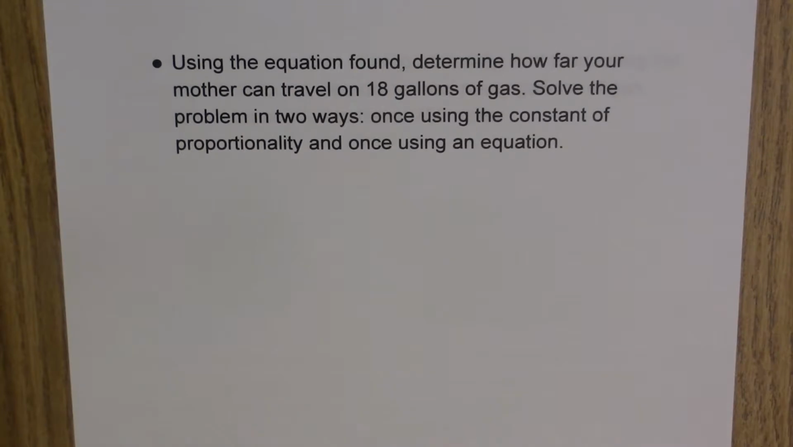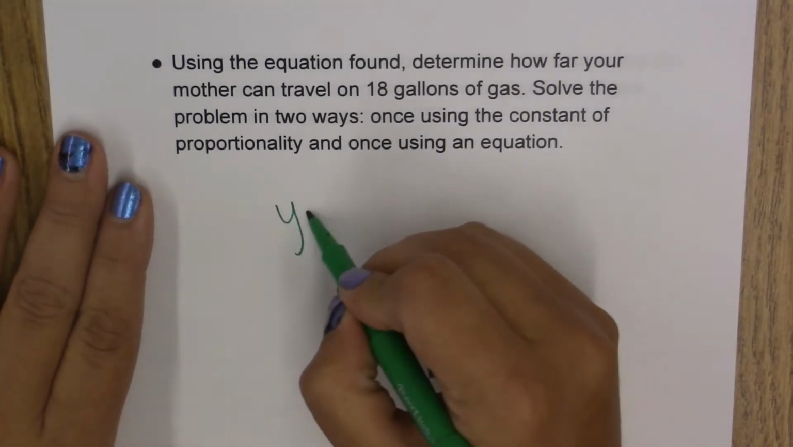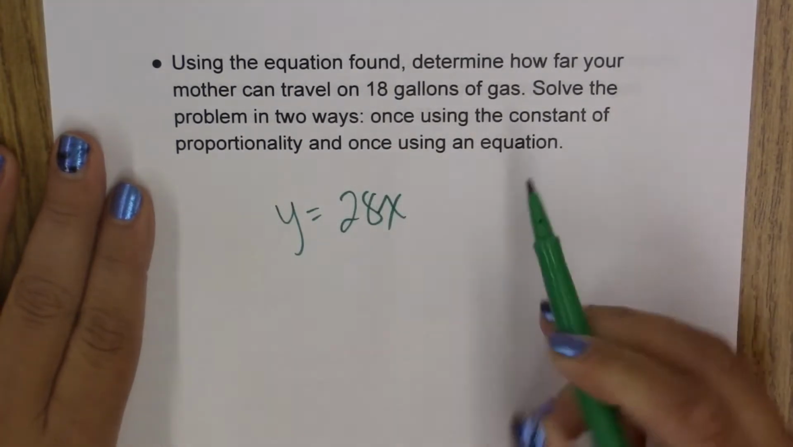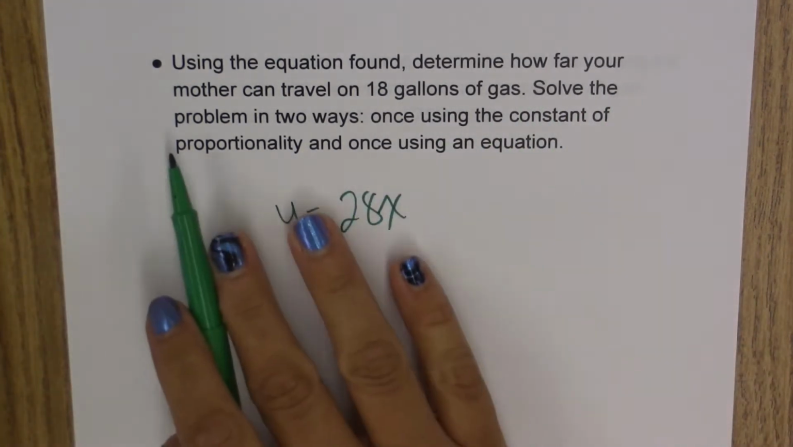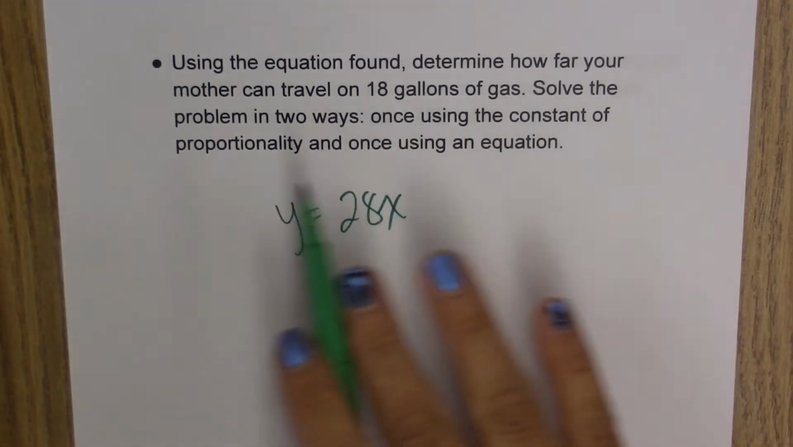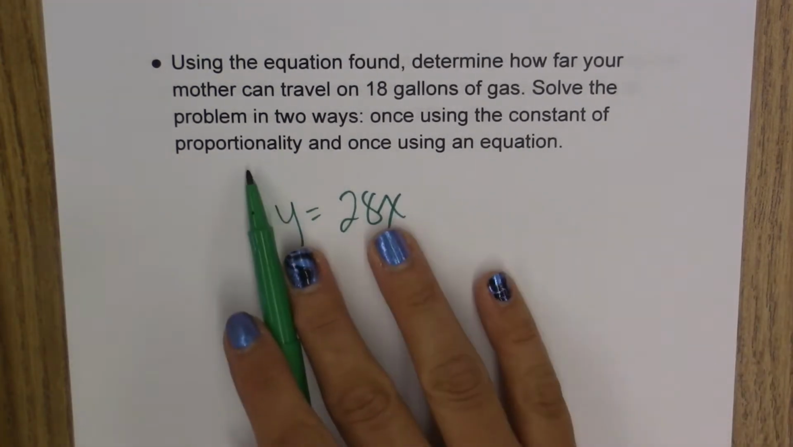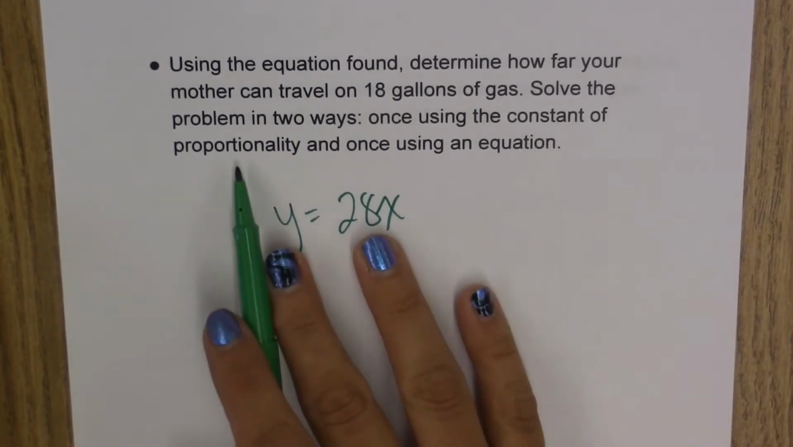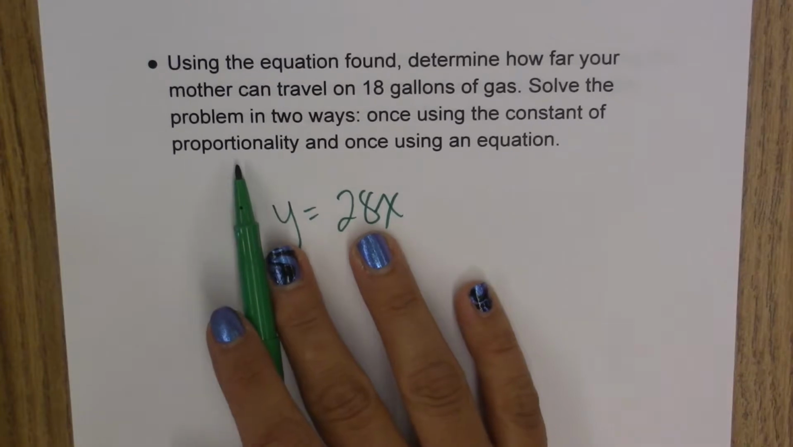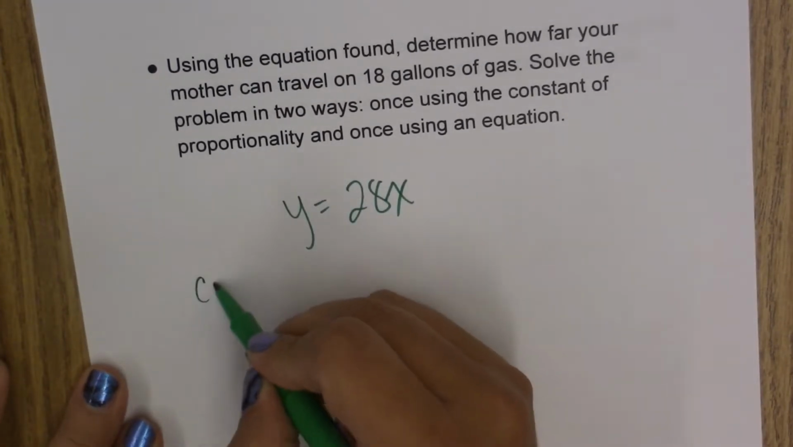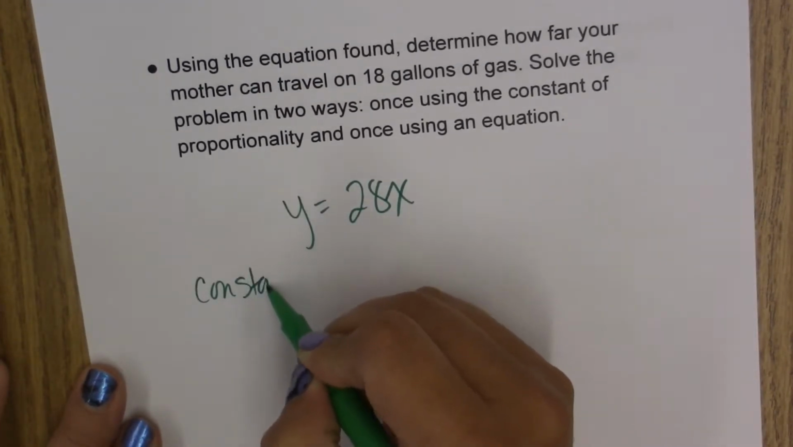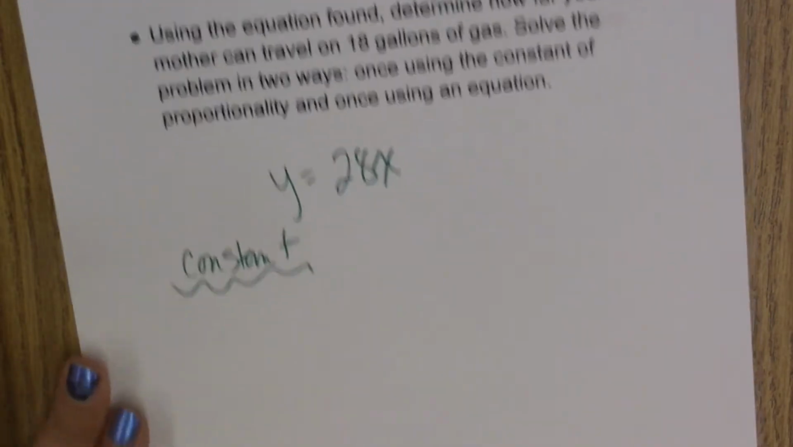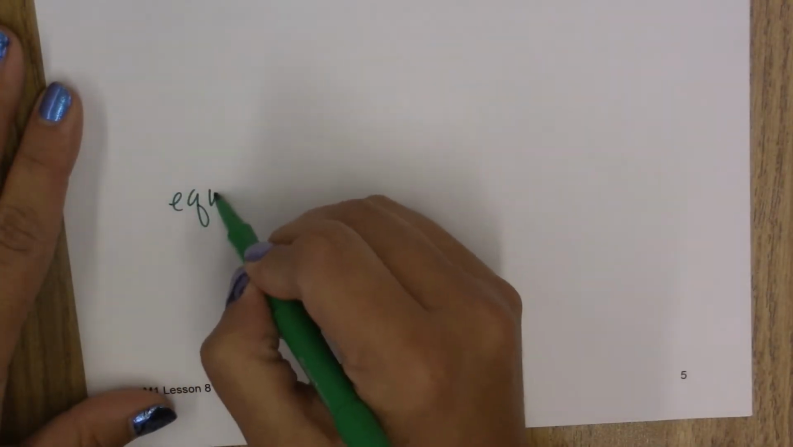Using the equation found, which was our y equals 28 times x, determine how far your mother can travel on 18 gallons of gas. Solve the problem in two ways, once using the constant of proportionality and once using an equation. When we talk about using our constant of proportionality, we're just talking about arithmetically, what would we do and how would we figure it out. So let's do this two ways. Let's do our constant first, and then we'll use our equation down here.